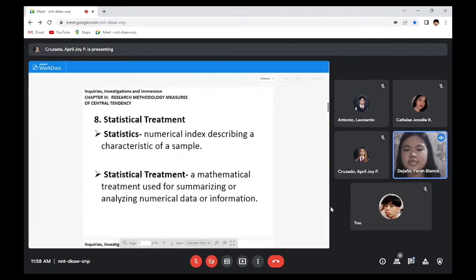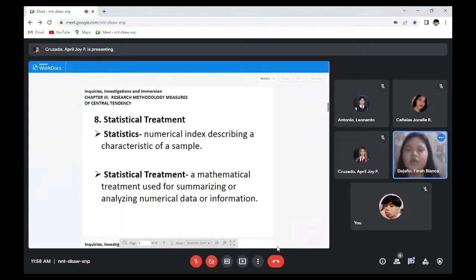Statistical treatment. Statistics. It is a numerical index describing a characteristic of a sample. Statistics is the discipline that concerns the collection, organization, analysis, interpretation, and presentation of data. A statistic or sample statistic is any quantity computed from values in a sample which is considered for statistical purposes. Statistical purposes include estimating a population parameter, describing a sample, or evaluating a hypothesis. The average of sample values is a statistic.